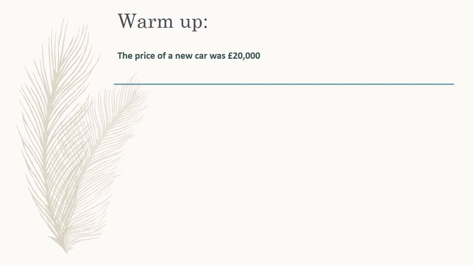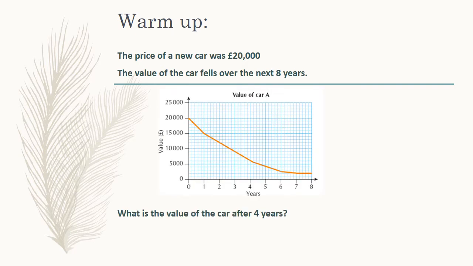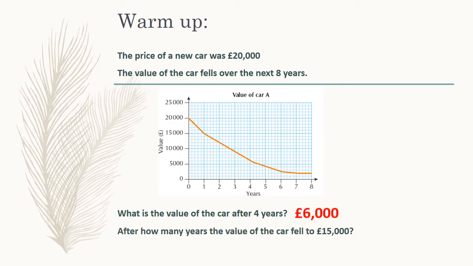The price of a new car was £20,000. The value of the car falls over the next 8 years. What is the value of the car after 4 years? It is £6,000. After how many years did the value of the car fall to £15,000? It is after 1 year.